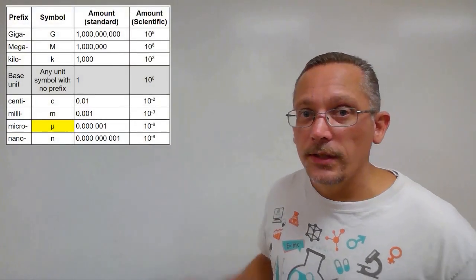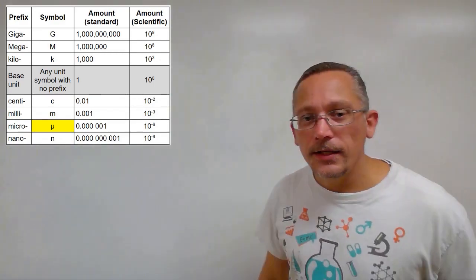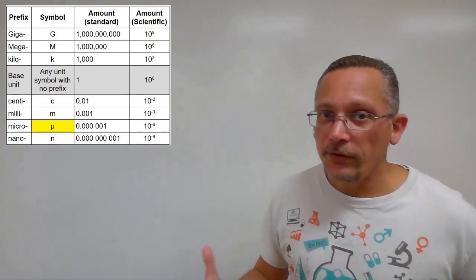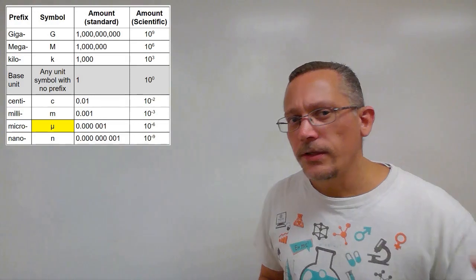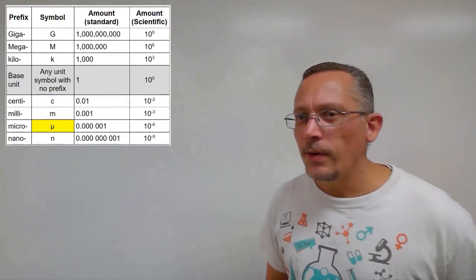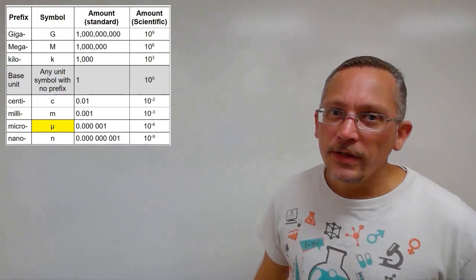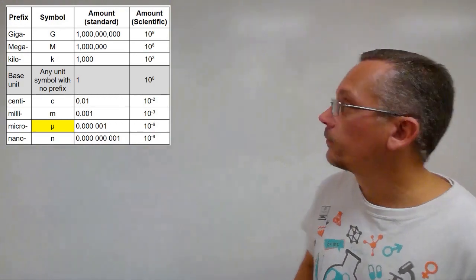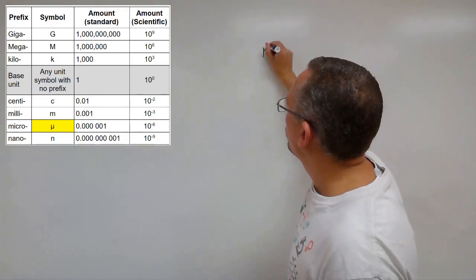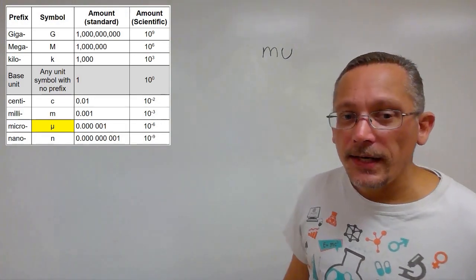Real quick, I want to draw your attention to one of these prefixes in this chart. You can see right up here, I've highlighted it in yellow. It is the prefix micro. All the other ones are abbreviated with letters you know and understand, right? Giga is a capital G, mega is a capital M, and so forth. But this one here, micro, is abbreviated with a different kind of letter. That is the Greek letter mu, and it means micro.